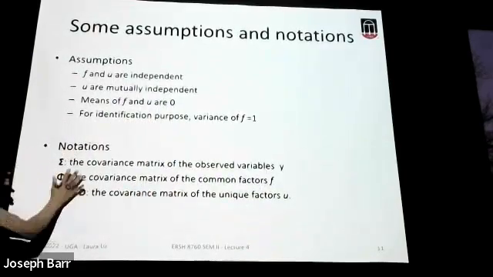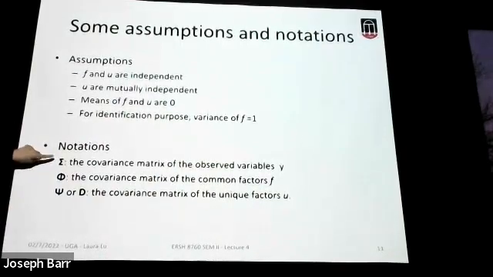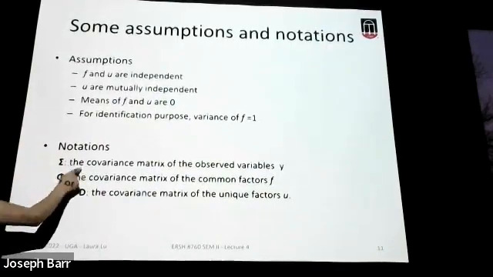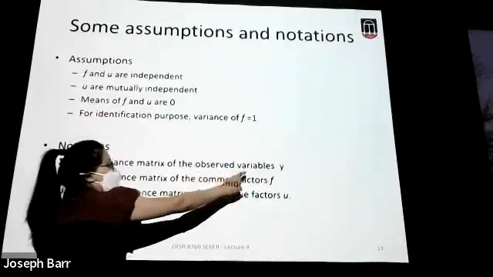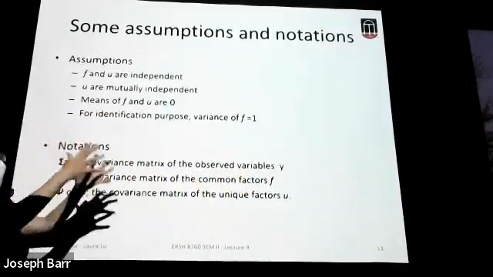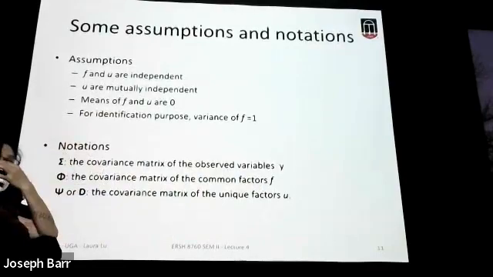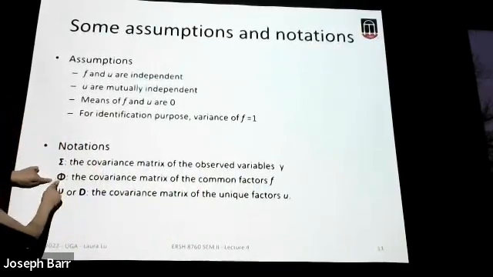And let's look at some notations. This is a very common notation: capital sigma, the covariance matrix of the original raw scores, Y. So usually we use a capital sigma to show the covariance matrix of Y. We did a lot of calculation last semester. We also have this other notation.